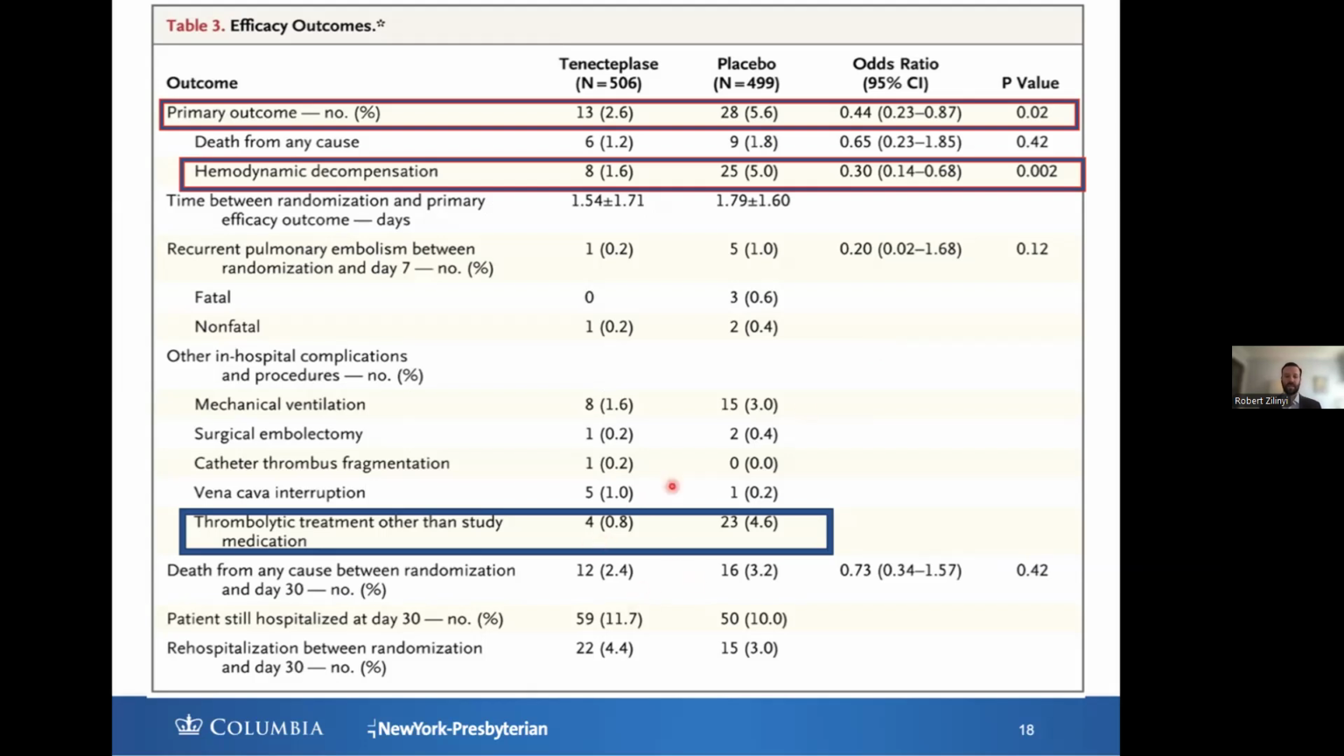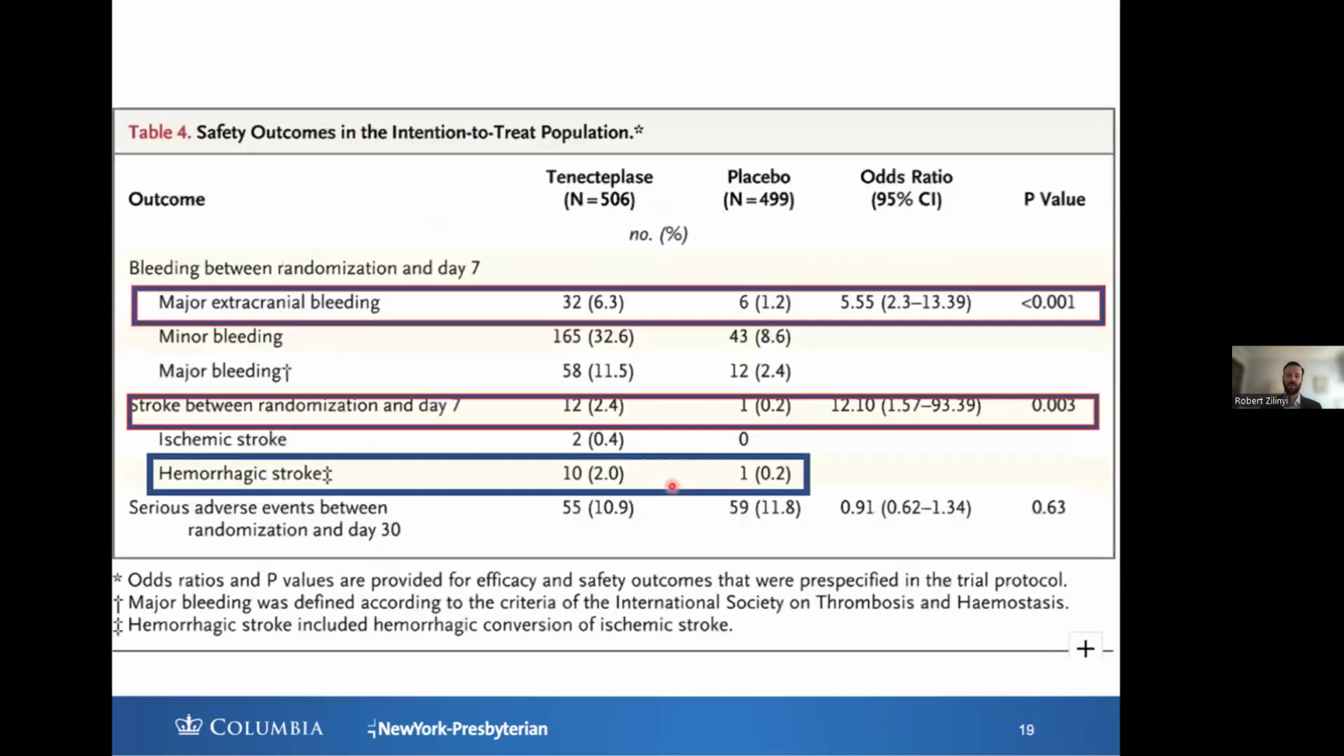I highlight this down here as well to show that 4.6% of the patients in the placebo arm also received a thrombolytic treatment outside of the protocol. That being said, these were the concerning safety endpoints looking at major bleeding events.